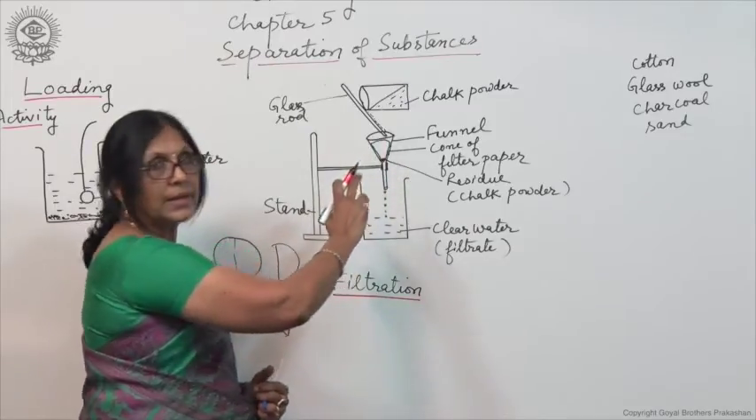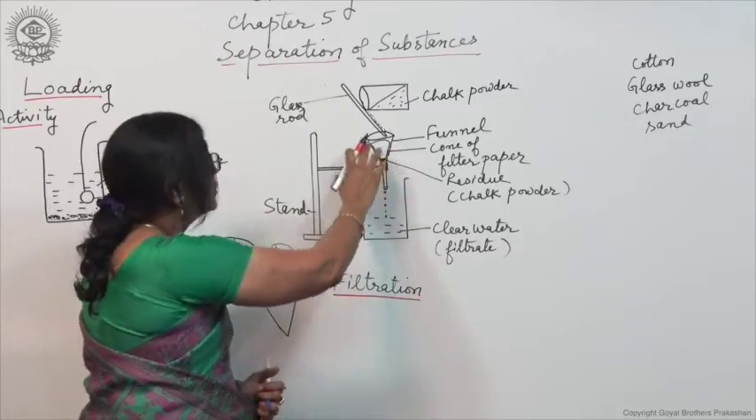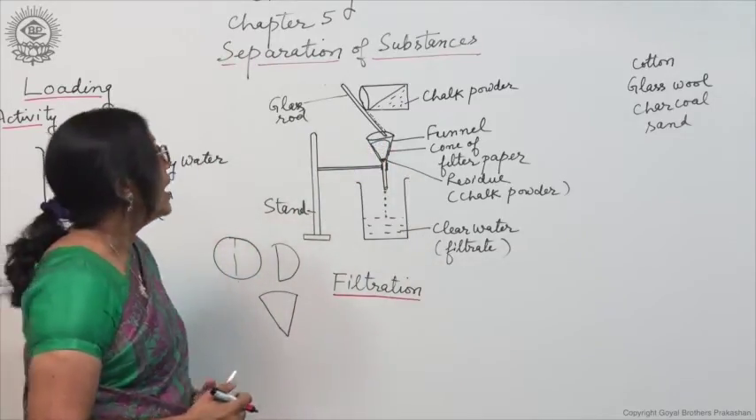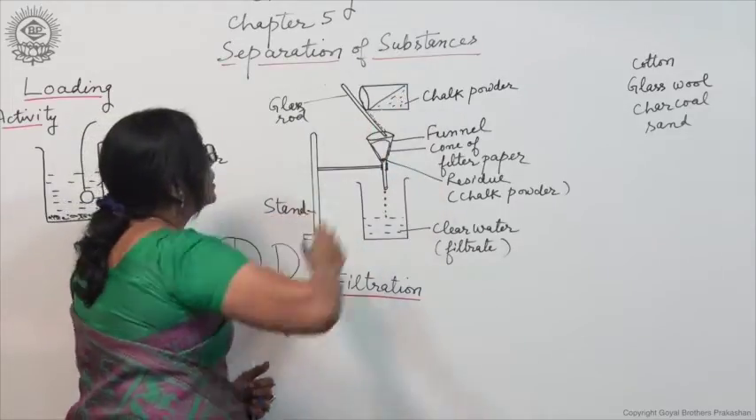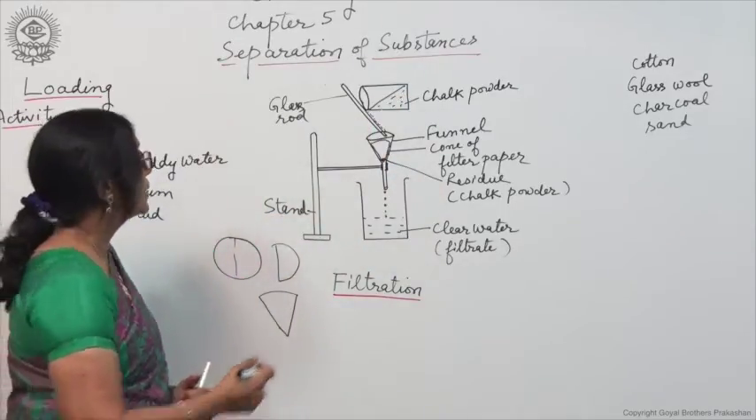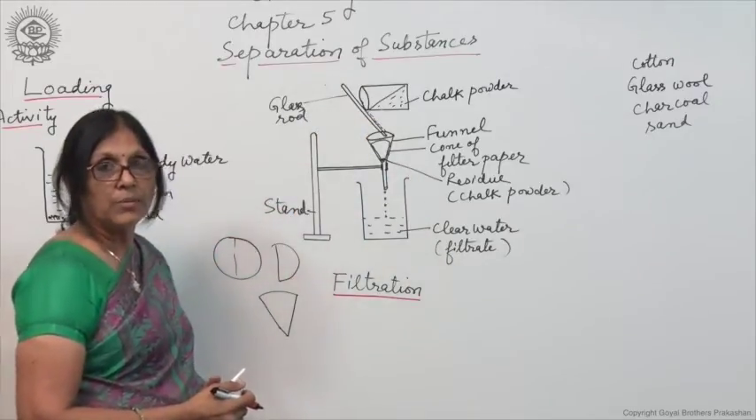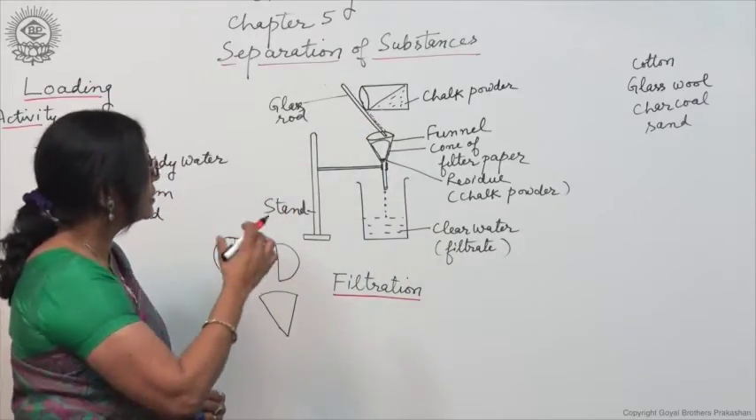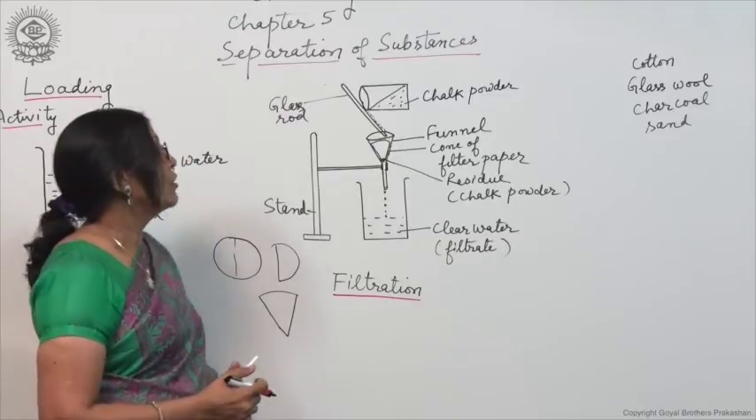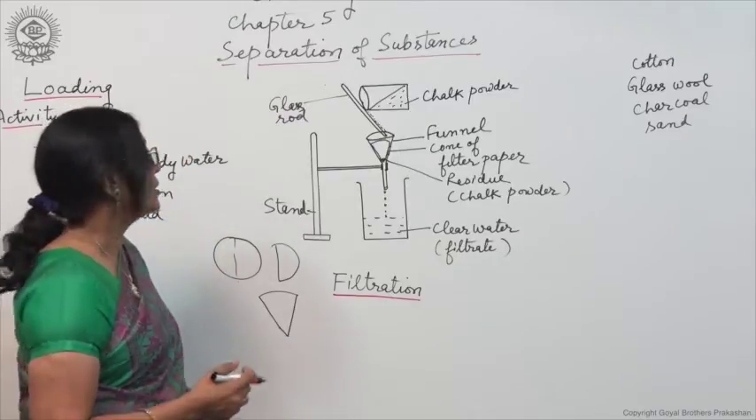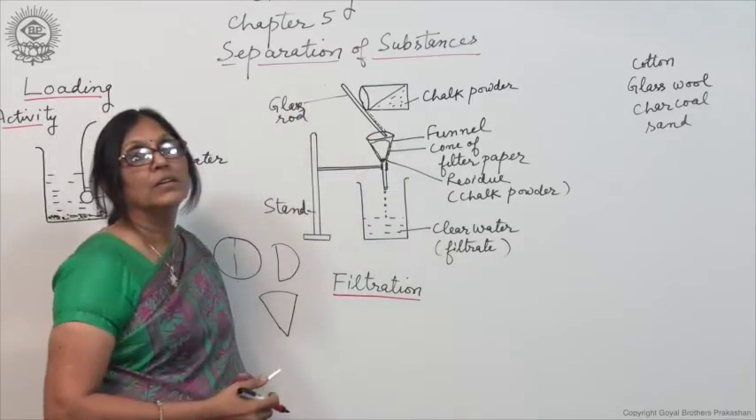Some water has to be applied so that the filter paper sticks to the funnel. And now this beaker containing chalk powder is taken. It is tilted over this glass rod. With the help of this glass rod, slowly this chalk powder mixture is poured into the funnel.